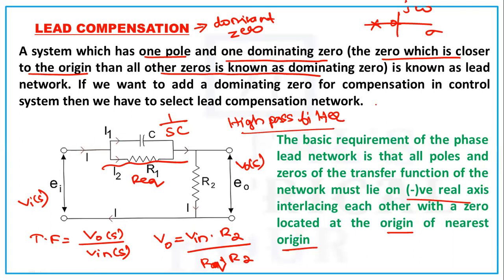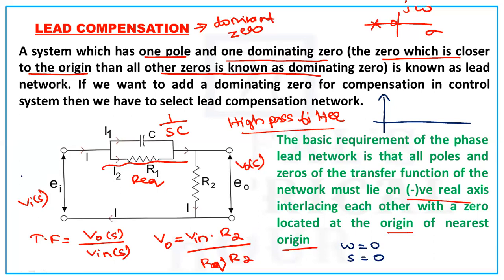Just for your knowledge only I am saying, if you are considering the figure here, at low frequency, that is omega equal to 0, that means S is equal to 0. So by the voltage division rule, S is equal to 0, so 1 by 0 is infinity. Infinity means the capacitor is open, right? Capacitor is open. So then there is no need of the equivalent. So V output will be, since the capacitor is open, a very low value.